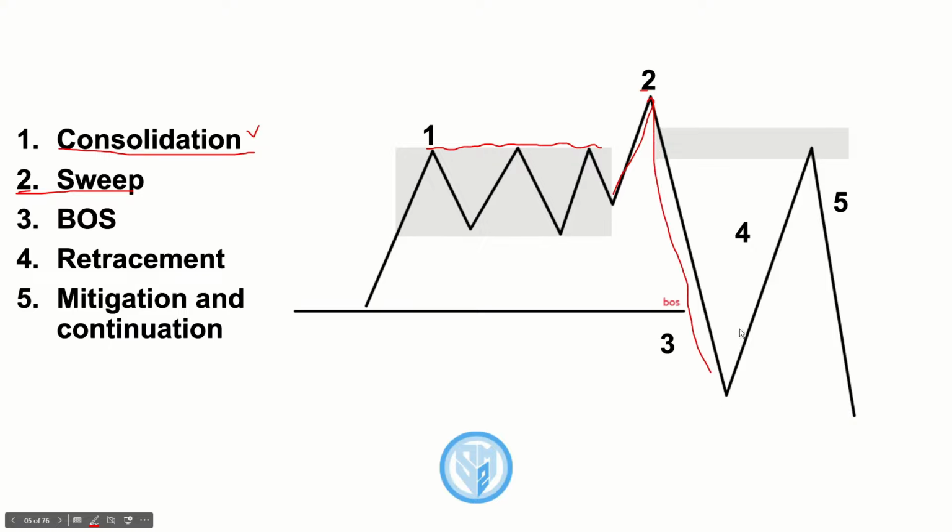And this drop towards the downside takes us nicely on to step number 3, which is the break of structure. So what we're forming here is like a nice little story, right? The first key part of the story was a consolidation. The second key part was a liquidity sweep towards the upside, followed by a drop towards the downside.